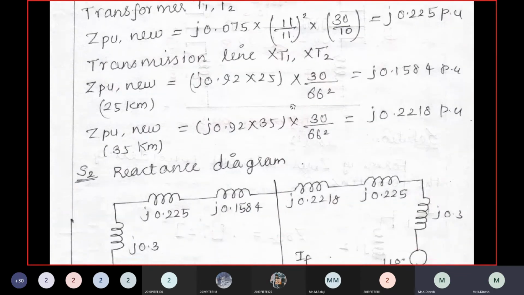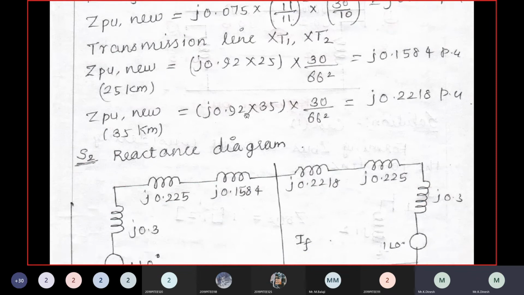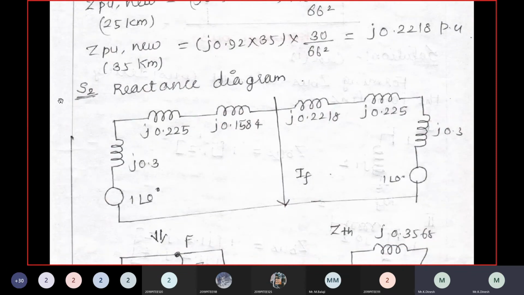So once you determine the per unit values, try to draw the reactance diagram in step number 4. So I have the initial voltage of 1 at an angle 0 for generator 1, and 1 at an angle 0 on the generator side. I have the same reactance values because they are identical. T1, T2 is also identical, so I have the same value. Only one difference: here it is 25 km, here it is 35 km. So in between I have the fault current IF.